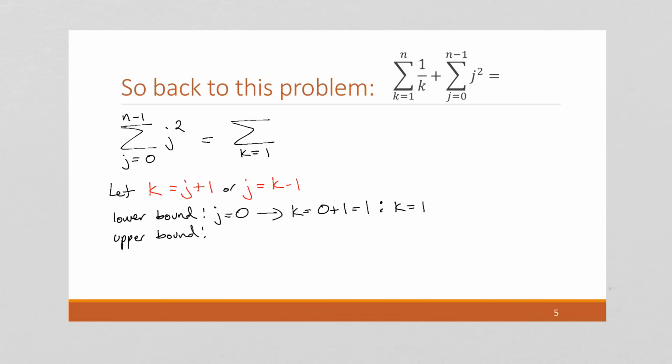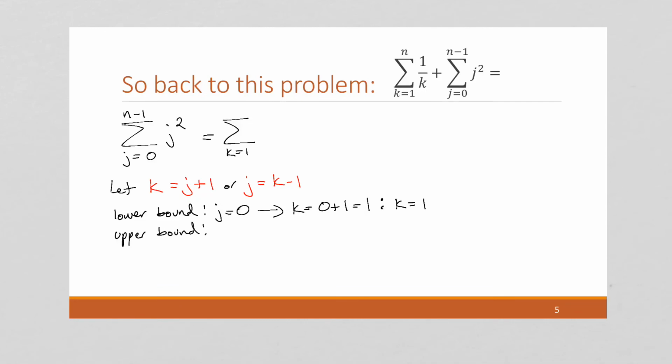Let's do our upper bound. Well, in our original summation here, we have, whoops, there was a little computer glitch there. Let's keep going. So this upper bound, we have in our original sum that the upper bound j is equal to n minus 1. And I can plug that into this equation right here and get that k equals n minus 1 plus 1, which is just n. So my upper bound is k equals n.